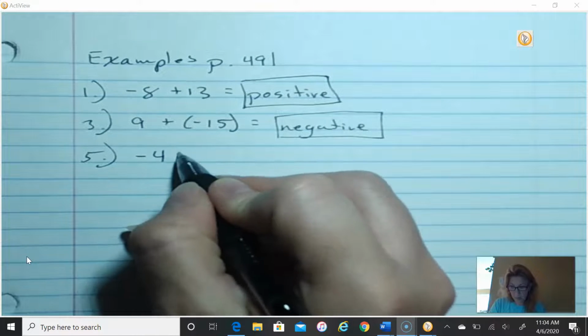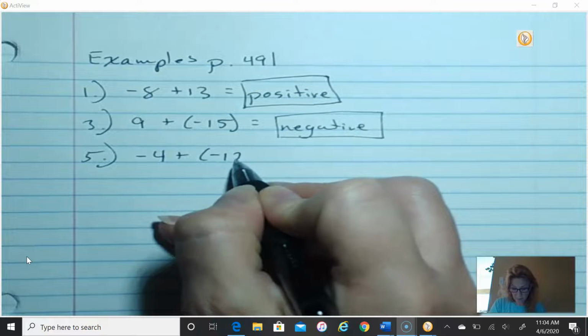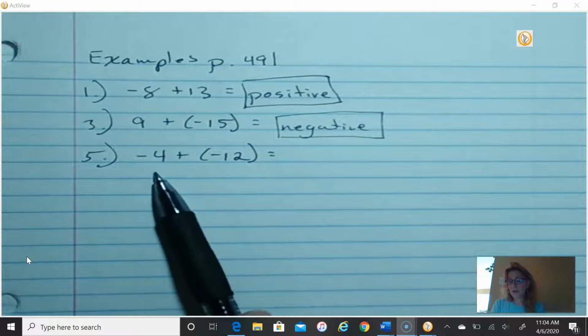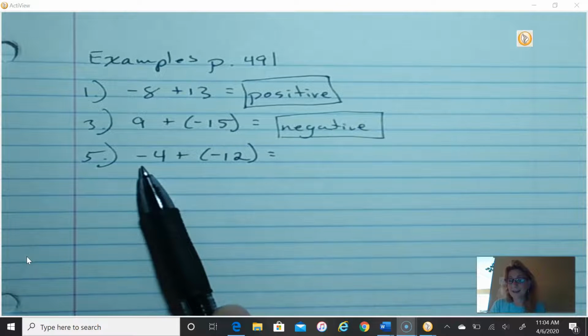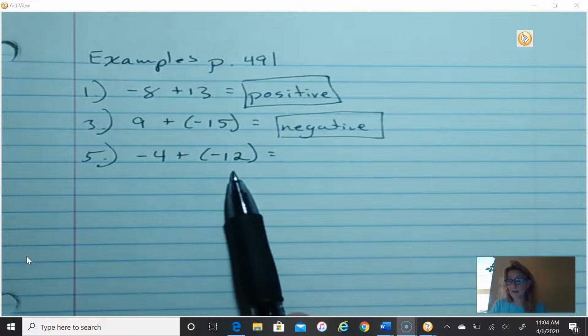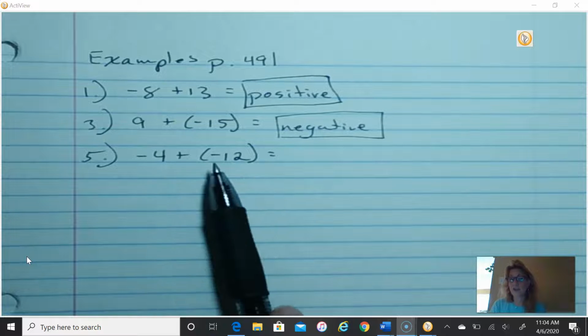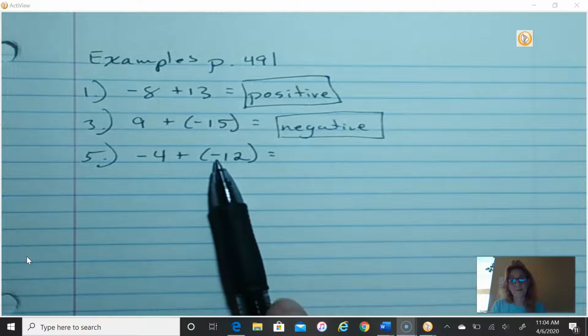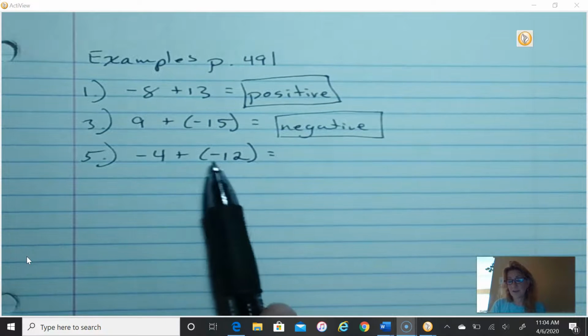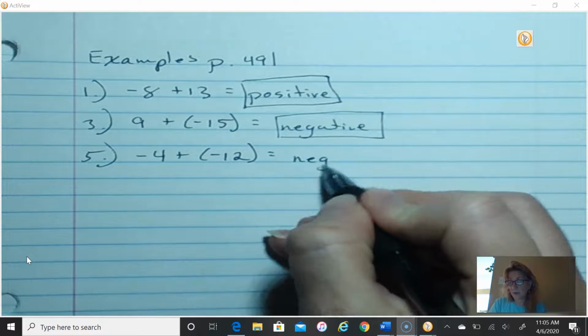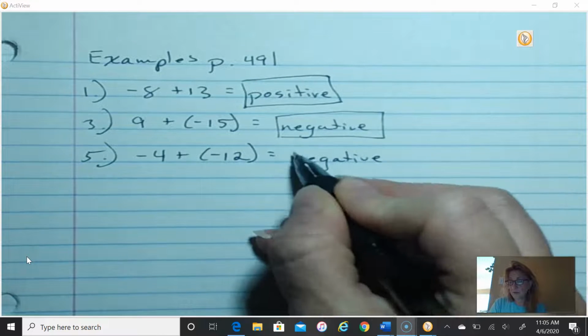Negative 4 plus negative 12. Okay, guys, if the signs are the same, that's a negative and that's a negative. Remember the rule, if the signs are the same, you add and keep the sign. So since they're both the same, we keep the sign. So then the answer would be negative.